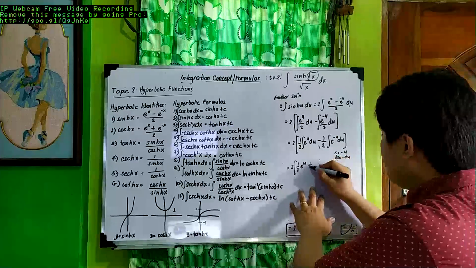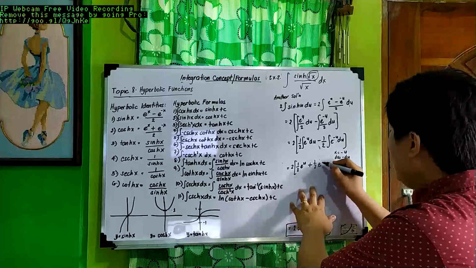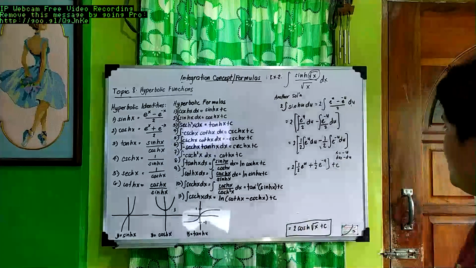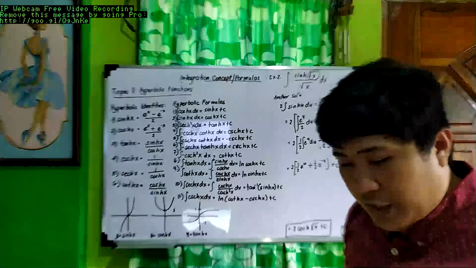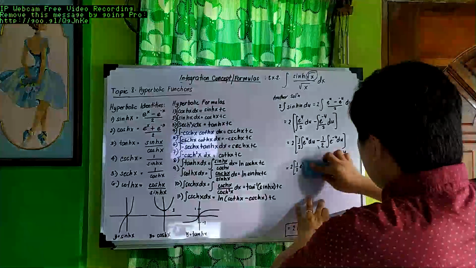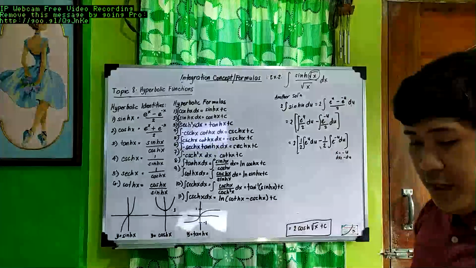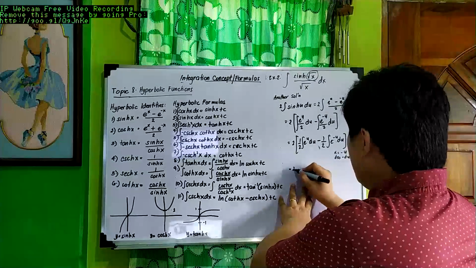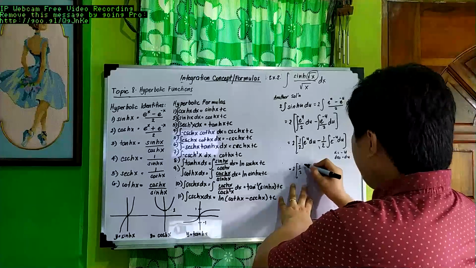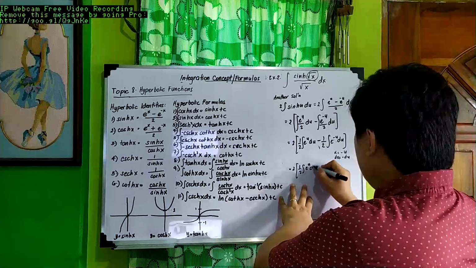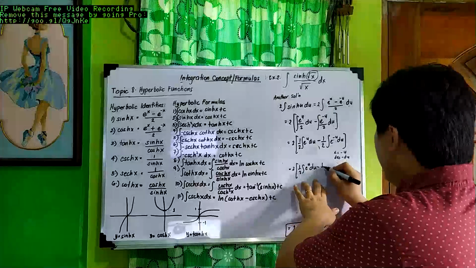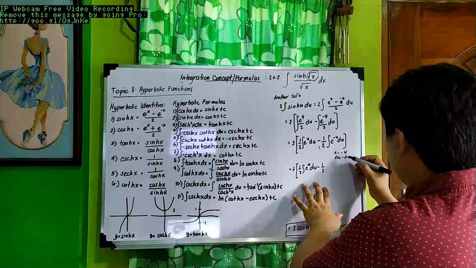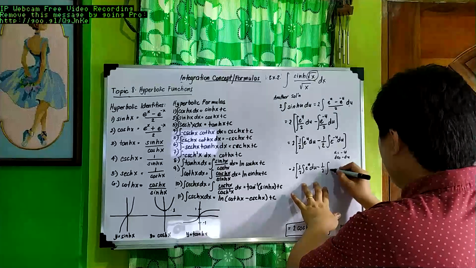So this becomes positive 1/2 e to the power of negative u plus c. Okay? So that it is clear, let me put it like this. That is equivalent to 2 times 1/2 integral e^u du minus 1/2. So substitute it to the given.